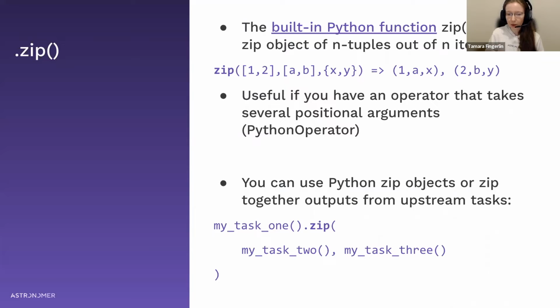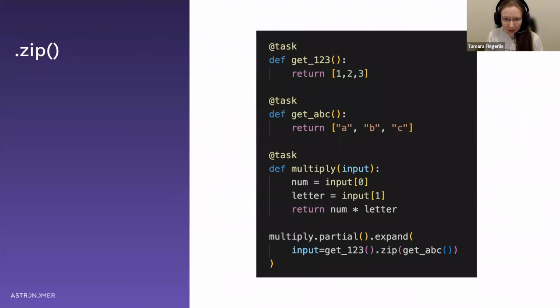And you can simply call your upstream task. My task1 was defined with the TaskFlow API, so I can just call it like that. Then you add the .zip method, and then you can add in my_task2 and my_task3. And this will do the same as the built-in Python zip function and zip together all of these outputs from upstream tasks to be the input of your dynamically mapped task. This is what this looks like in code.